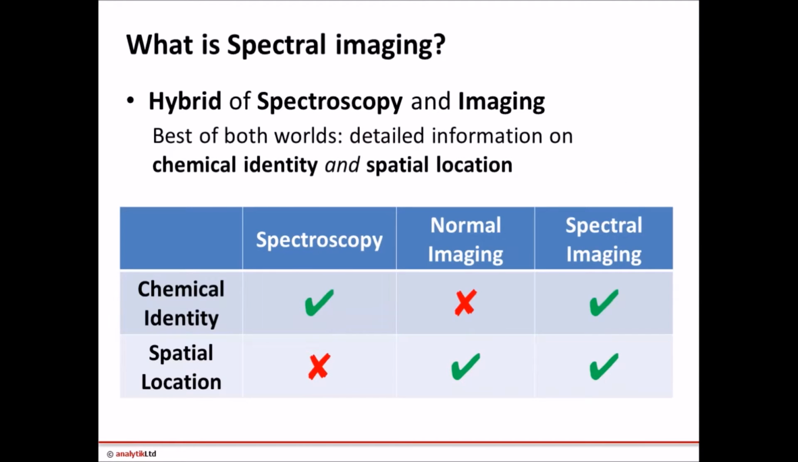And so what we get with a spectral image is the best of both worlds, the best of spectroscopy and imaging. With spectroscopy, we get a lot of information about the chemical identity, but we lose any information about spatial location. We just measure one spot. Whereas with RGB imaging or monochrome imaging, we have our spatial location information, but we don't really have any information about the chemical identity. A spectral image, on the other hand, at the far right, we have both the chemical identity and the spatial location in the image.